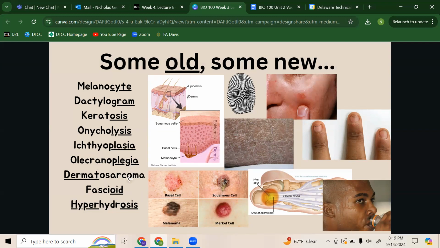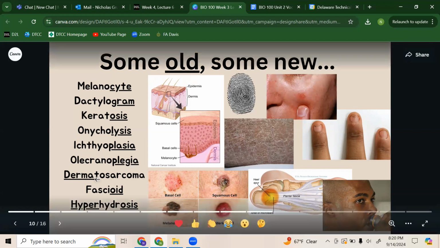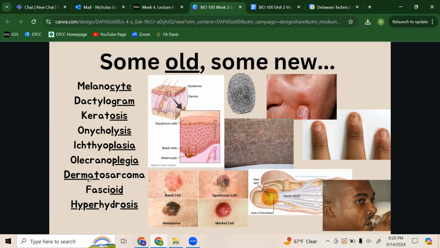A dermatosarcoma is going to be our original word, or what we've already seen is dermat. That's our skin. Sarcoma is a cancer of connective tissue. So a dermatosarcoma is going to be a cancer of the connective tissue of the skin.